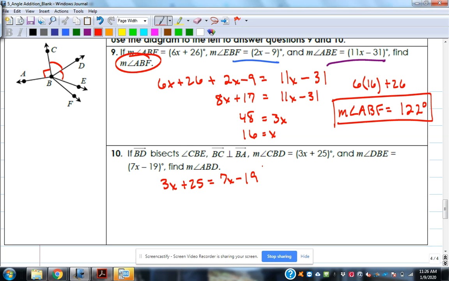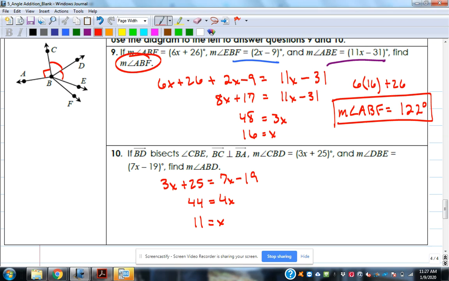Now, explain to us why those are equal. That's right. We've got an angle bisector, so that creates the two congruent angles, which allows us to solve for x. Solving this, we get 4x is equal to 35 plus 9, which is 44. So x is 11.